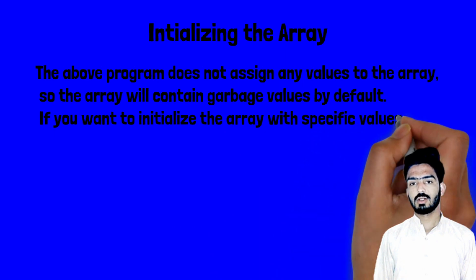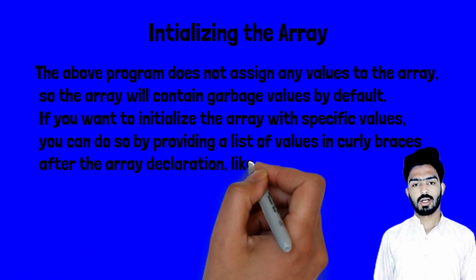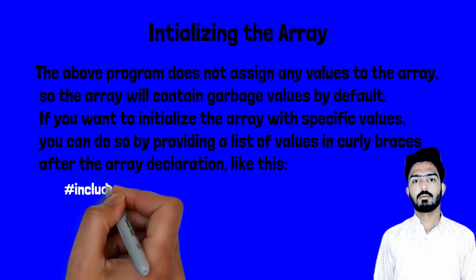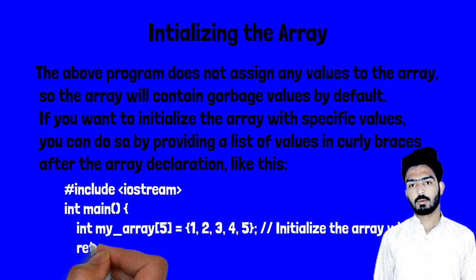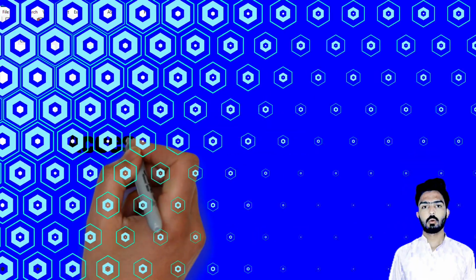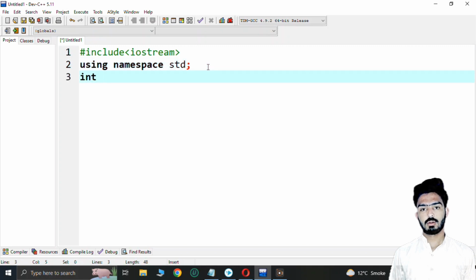If you want to initialize the array with specific values, you can do so by providing a list of values in curly braces after the array declaration. Like this. Let's see a practical example using Dev C++. First we write the basic structure of the program. Here we write the structure.